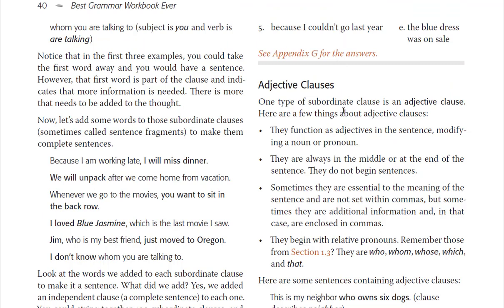One type of subordinate or dependent clause is an adjective clause. Here are a few things about adjective clauses. Adjective clauses function as adjectives in a sentence, modifying a noun or pronoun. Adjective clauses are always in the middle or at the end of the sentence. They do not begin sentences. Sometimes adjective clauses are essential to the meaning of the sentence and are not set within commas. But sometimes they are additional information, and in that case they are enclosed in commas. In other grammar books, these are known as restrictive or non-restrictive adjective clauses. Adjective clauses begin with who, whom, whose, which, and that.